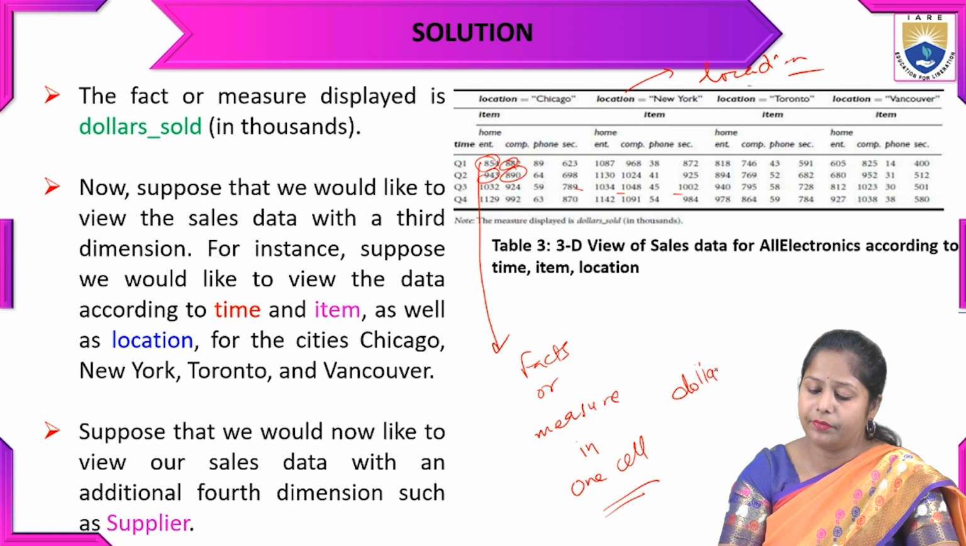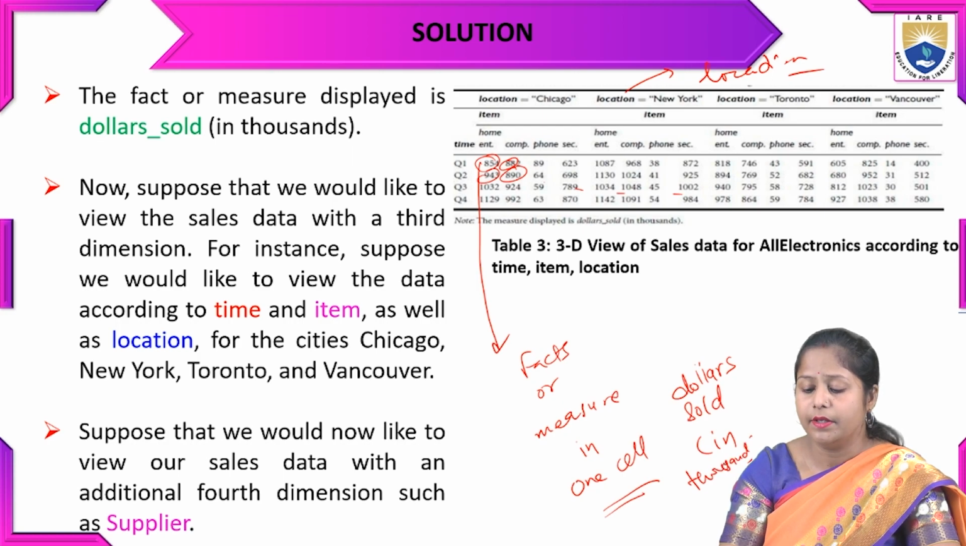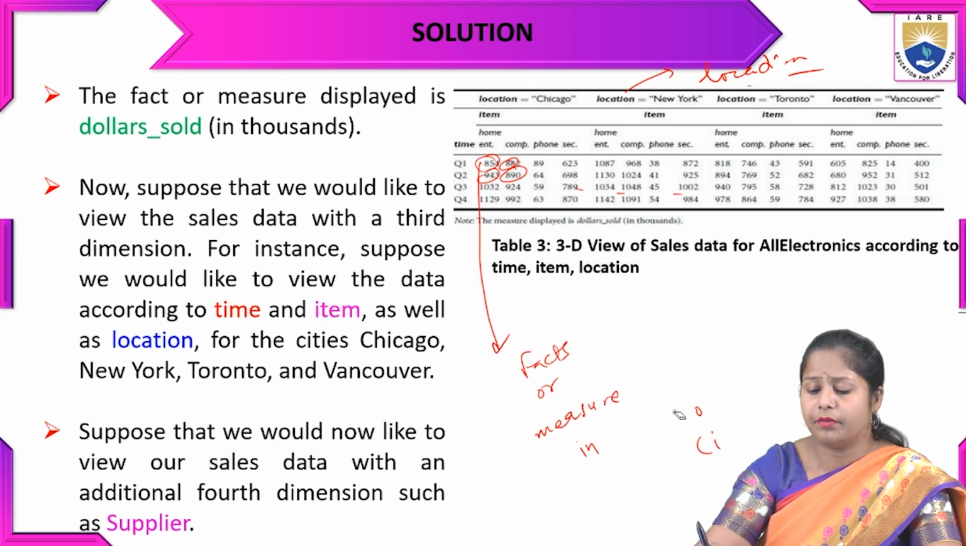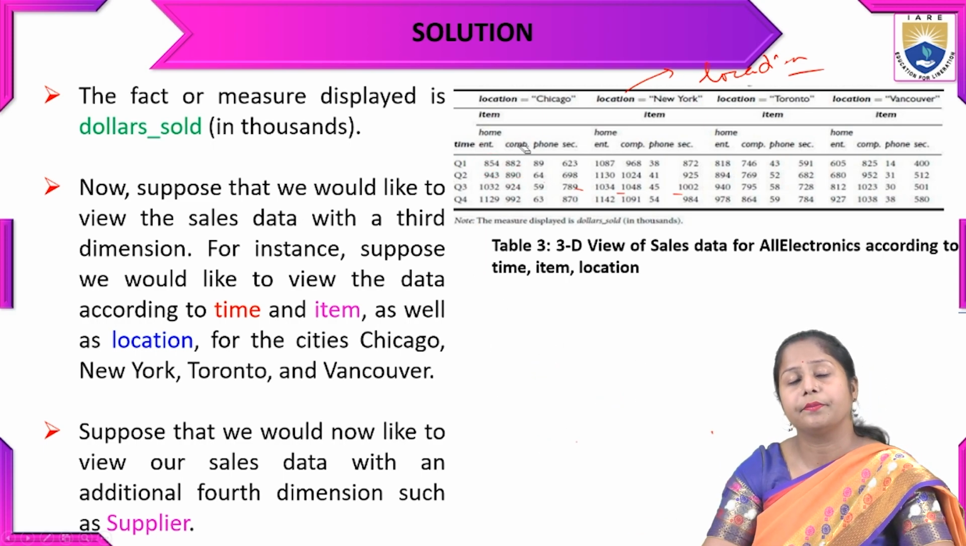So that is the type of dollars sold. That is in thousands, so $1,000 like this. So that is for understanding what we can see in this 3D logical data table.